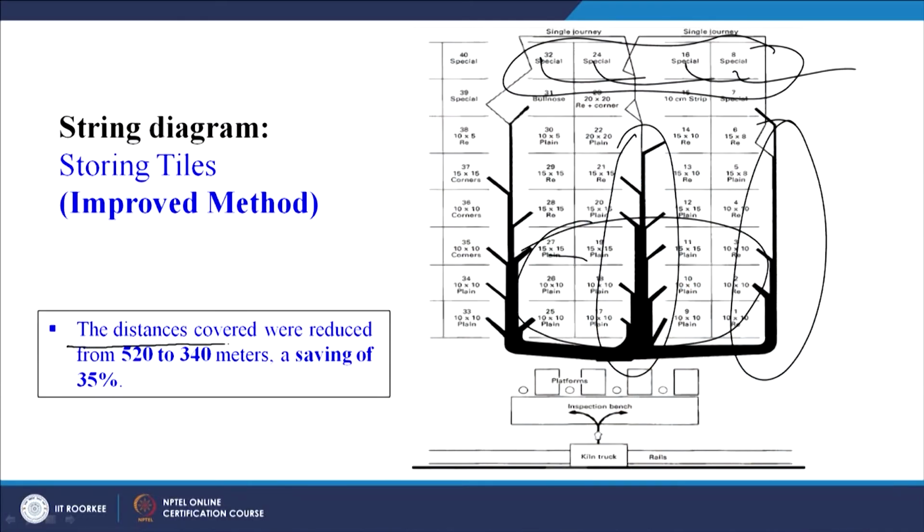The distances covered were reduced from 520 to 340 meters. So from 520 meters in the current method, by changing the location of storing the tiles, 340 meters is the necessary movement. So unnecessary movement of 520 minus 340 meters has been saved, leading to a saving of 35%. We have not touched the area that we are using for storing the tiles, we have only touched the location where specific sizes of tiles will be stored. So just by changing the location of the tiles, we were able to save 35% of the unnecessary movement.